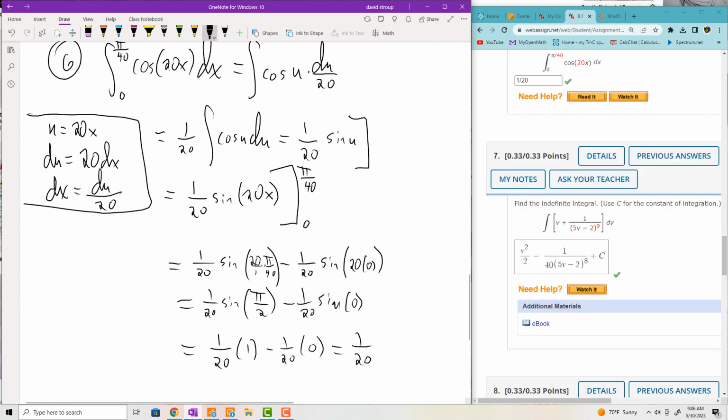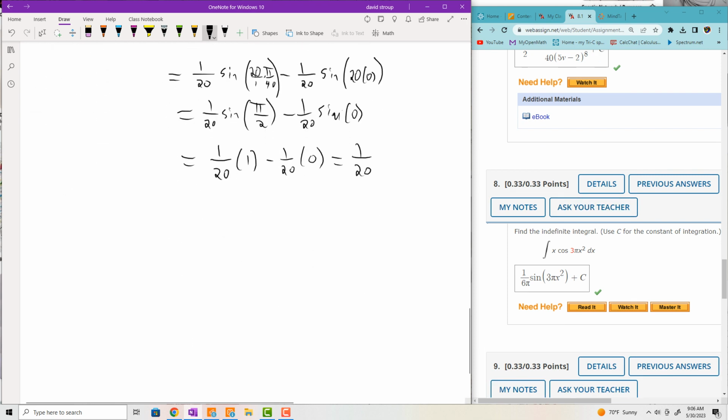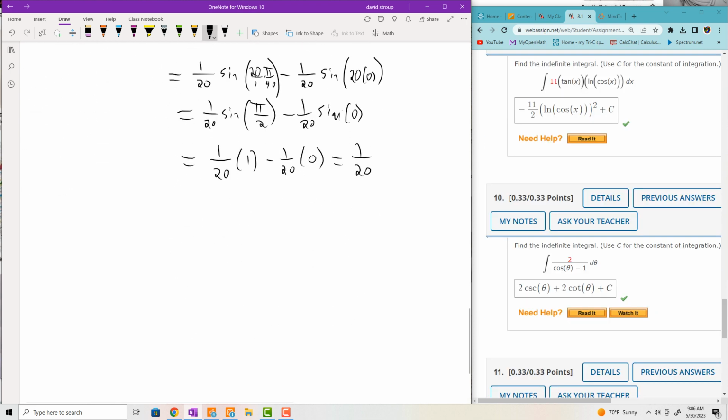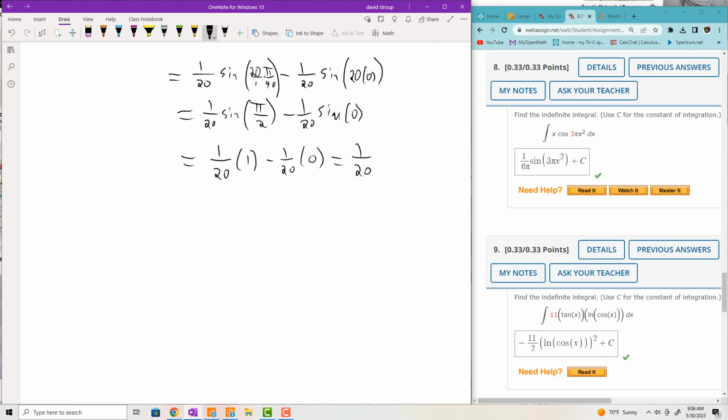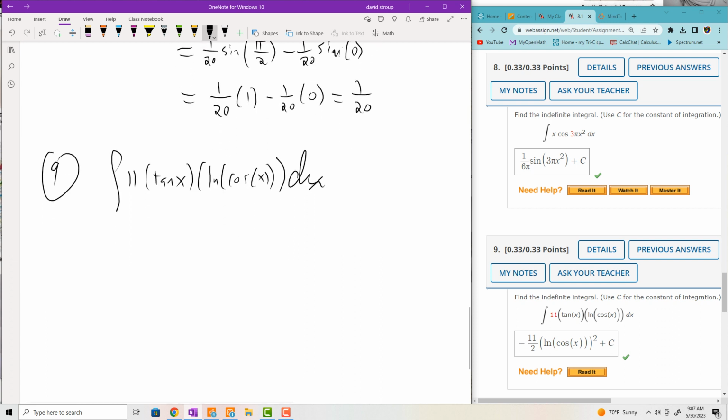Okay, let's move on. Let's try number 9. That looks quite intimidating. So the integral of 11 tan x times the ln of cosine of x. We need some more parentheses, maybe? No. All right. So the u sub here isn't quite clear. Usually I'm going for the innermost parentheses and just doing a u equals whatever. Here, it doesn't seem like that's going to get me anywhere.